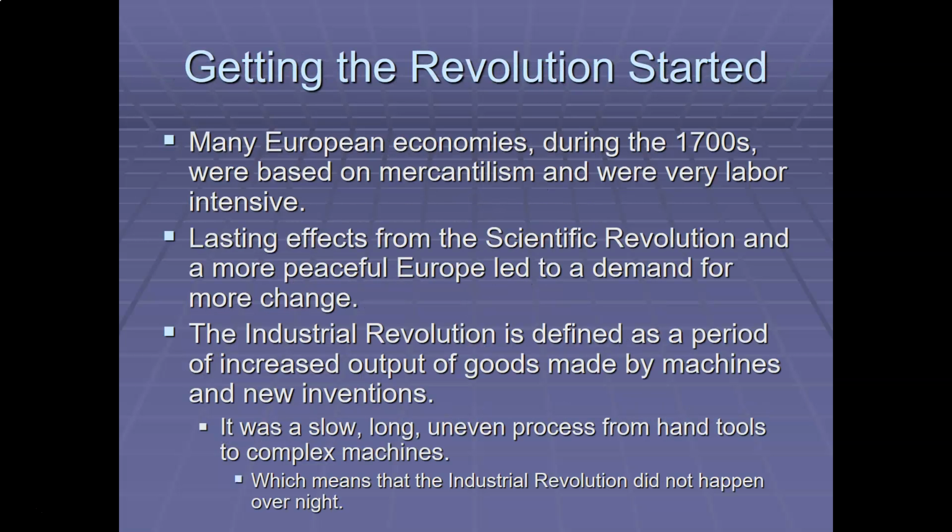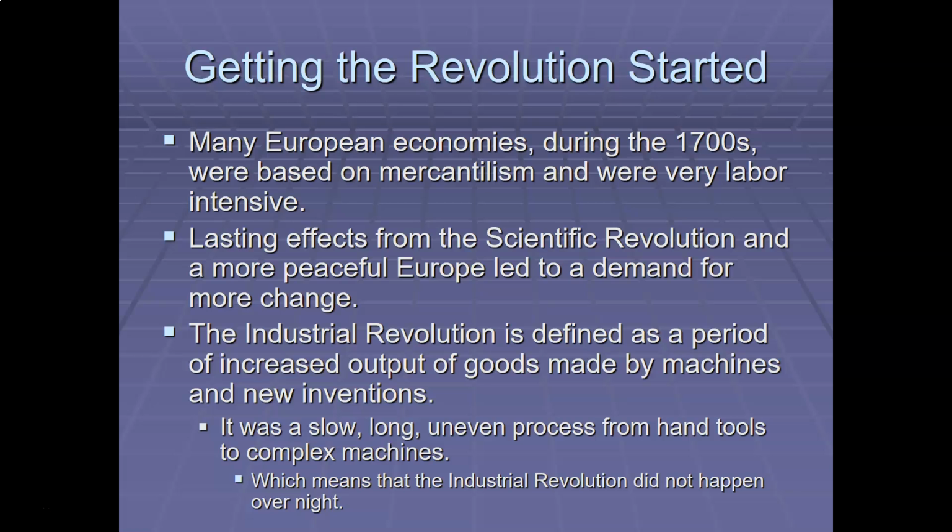And we have to really talk about what's going on in Europe during the 18th century. In the 1700s, we see that the main European societies are based on mercantilism and really capitalism. And labor is very, very intensive. And you start to see that the lasting effects of the scientific revolution and the Enlightenment, in certain actions such as warfare, because of the French Revolution and the Napoleonic period, do lead to more change and do lead to more peace. And what we see through all of this being added together is the Industrial Revolution.